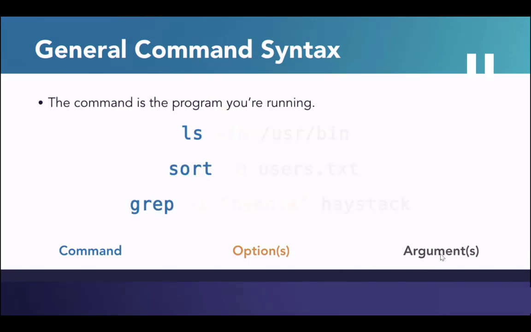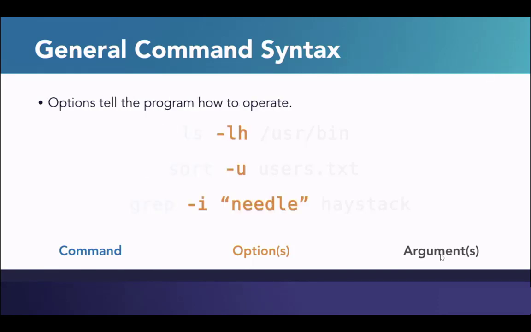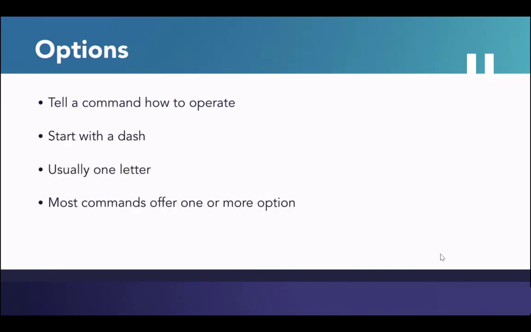So the command is the program you are running. As I told you, the command is the program you are running. These three are the commands: ls, sort and grep. And the options tell the program how to operate. The second part is the option, which tells the program how to run and tells a command how to operate.